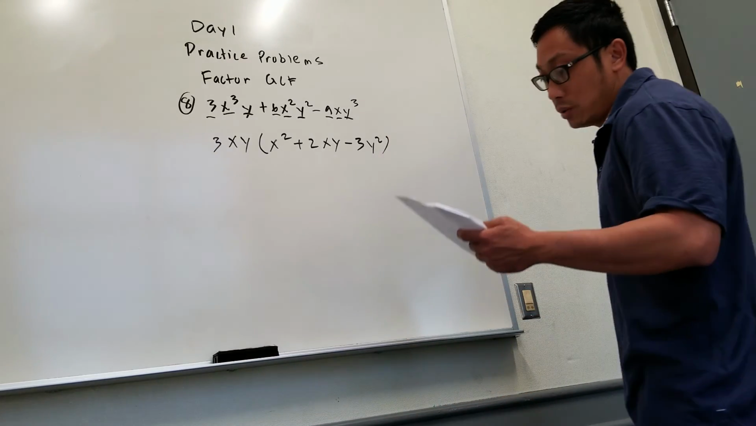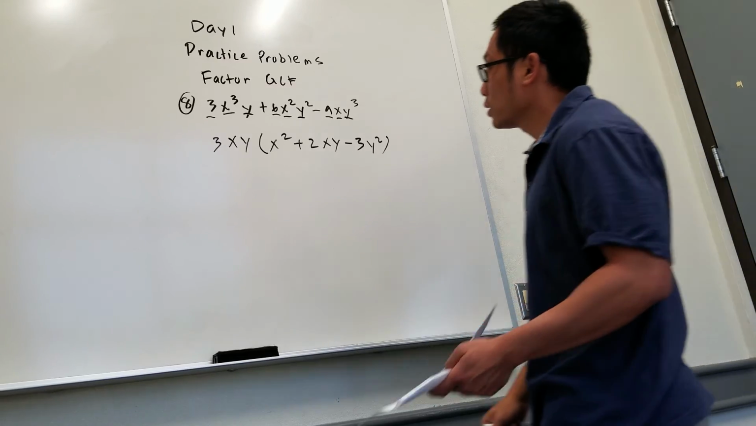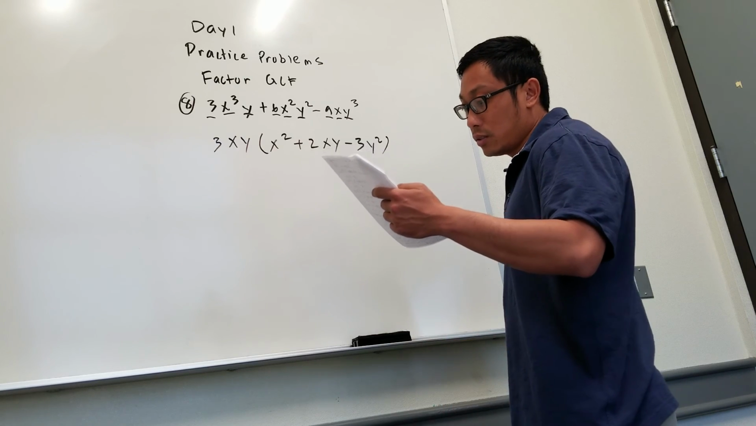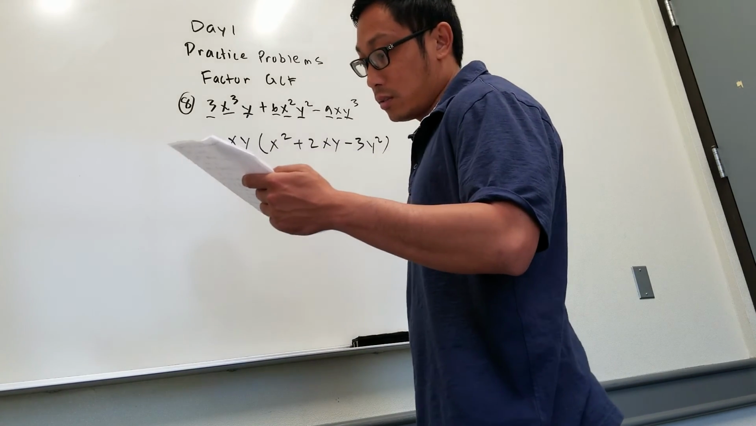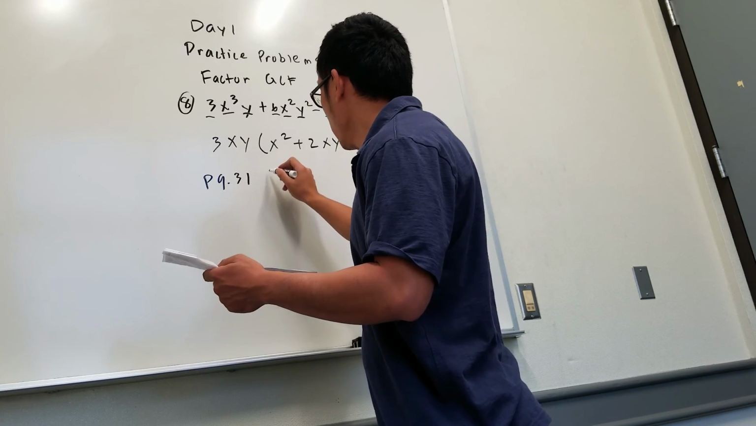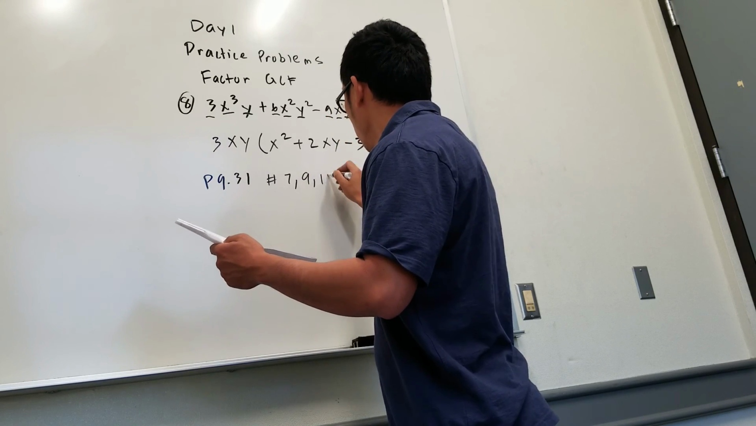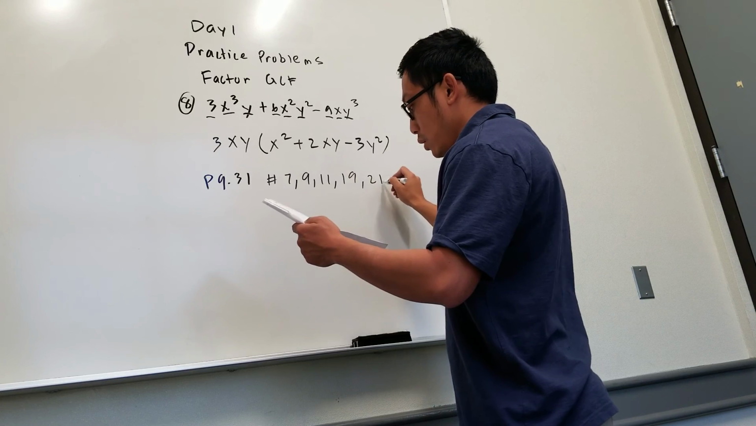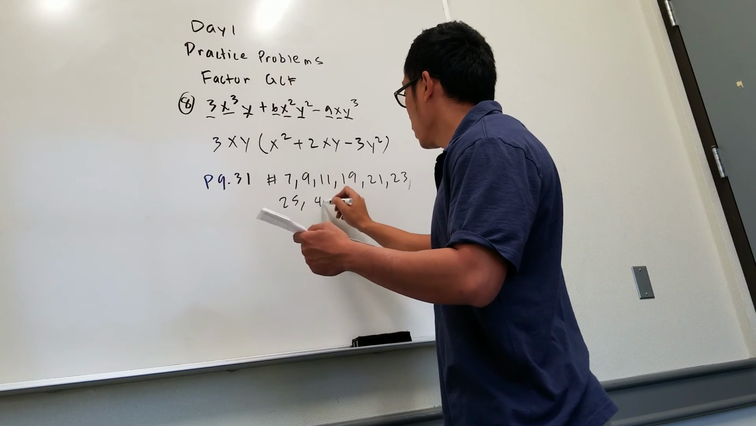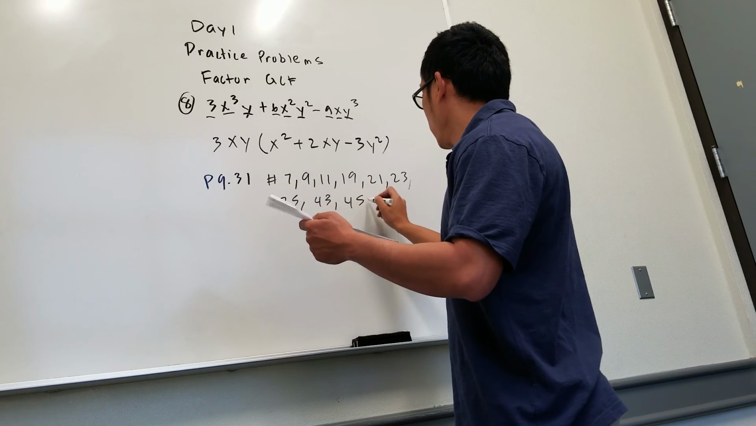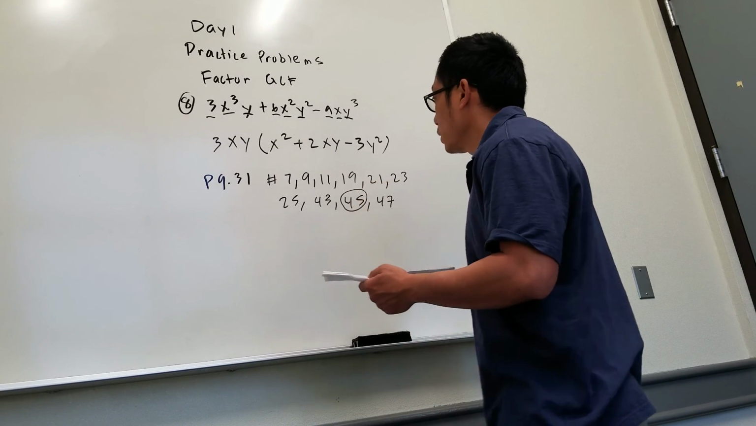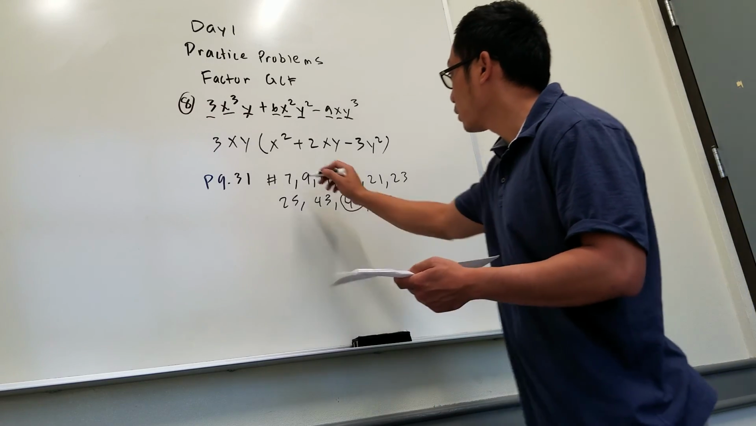That's it. So when we did the practice problem, you got one wrong. Just pause, try to go back to the video and see what you did wrong. So we have examples, page 31. We have number 7, 9, 11, 19, 21, 23, 25, 43, 45, 47. 45 might be tricky, so see if you can figure that out. You really just factor out the GCF.